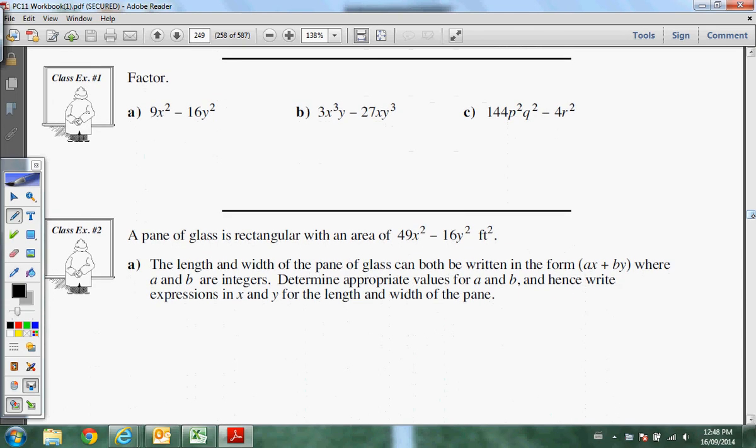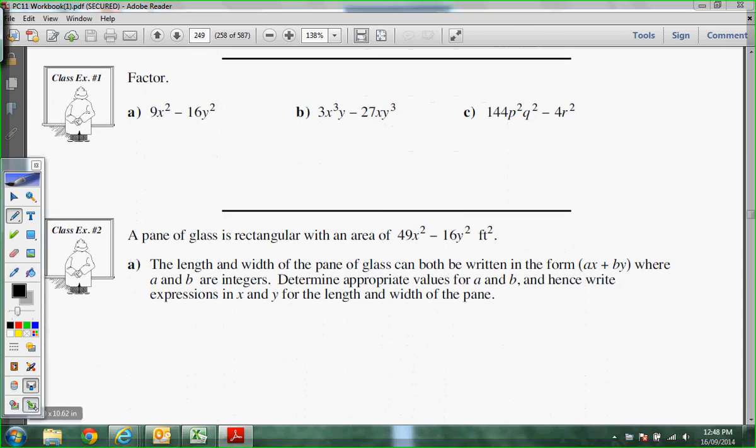Okay, alright, example 1. Let's take a shot. Adam, what do you think for number 1? What's it going to be? Not sure? What's the square root of 9? 3. So it's going to be 3x. Okay, square root of 16? 4. So it's going to be 4y, with a minus 4y as well. That's it.